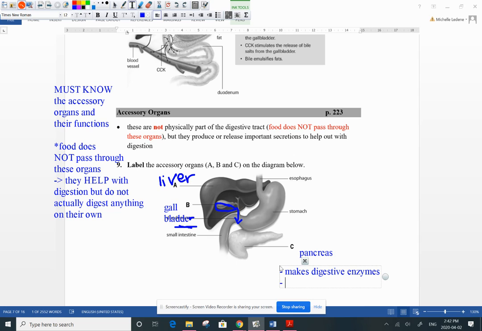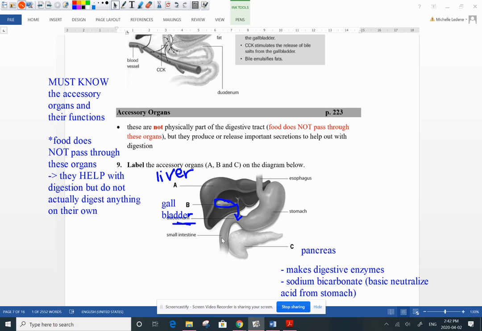And it also makes sodium bicarbonate, and that is an alkaline or basic substance that helps to neutralize the acid from the stomach. And super important because, again, that stomach acid is very corrosive, right? And when that stomach acid gets into the small intestine, the pancreas has to release the sodium bicarbonate. It's baking soda, essentially, and that neutralizes it, makes it more of a pH level around 7 so that it's not as damaging to the small intestine. Okay, so you guys can read about the pancreas, the liver, the gallbladder.